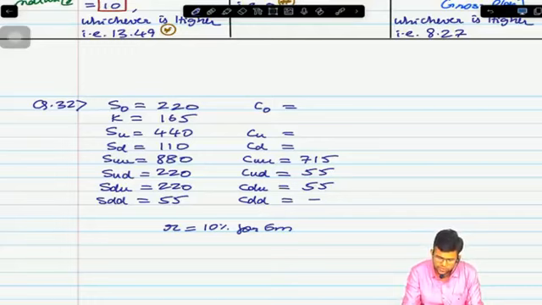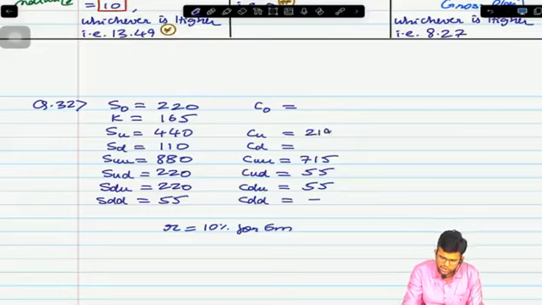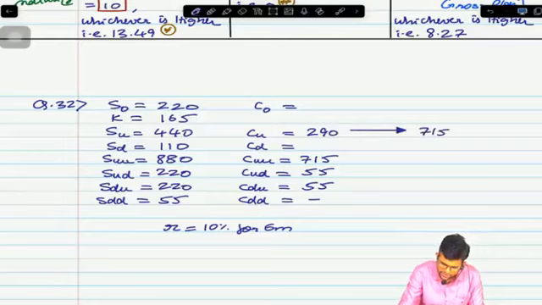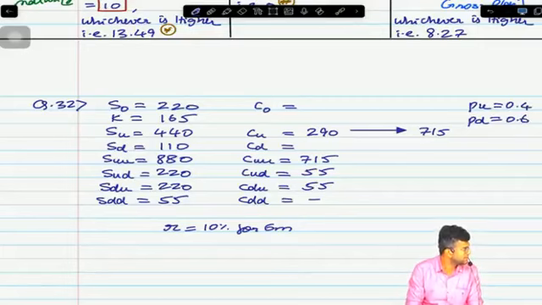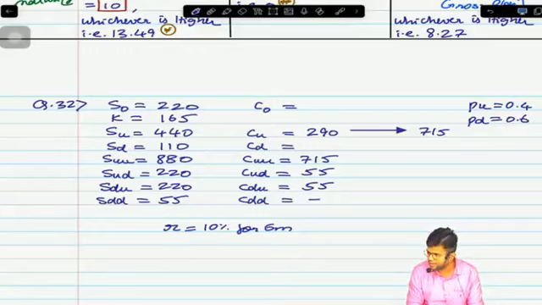So CU, anyone got CU? 219? 290 is CU. How must you have got this? Can you tell me please what into what plus what into what? By the way, I forgot to ask you, what is PU and PD? 0.4 and 0.6, proper. Zoom people, are you getting these numbers? PU 0.4, not getting? How much are you getting? You are getting 0.4, 0.6.